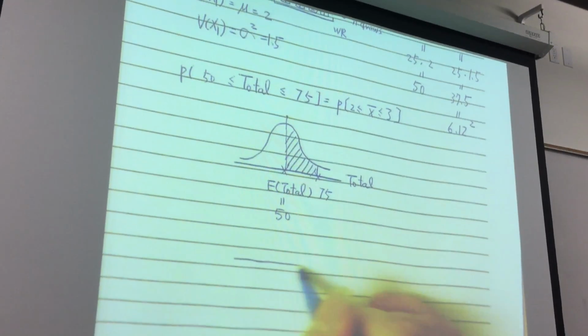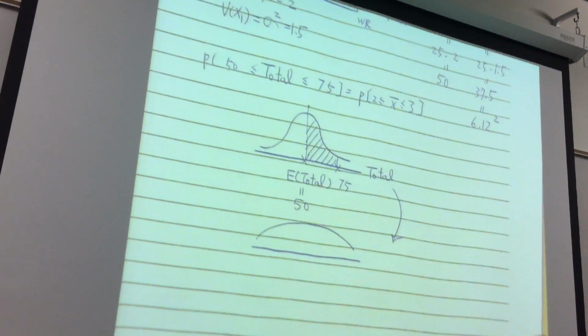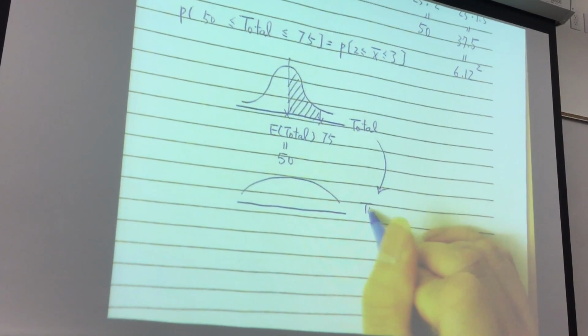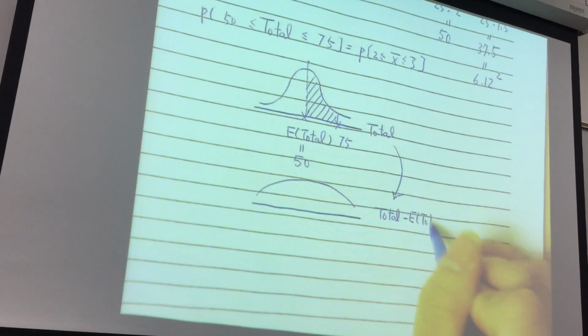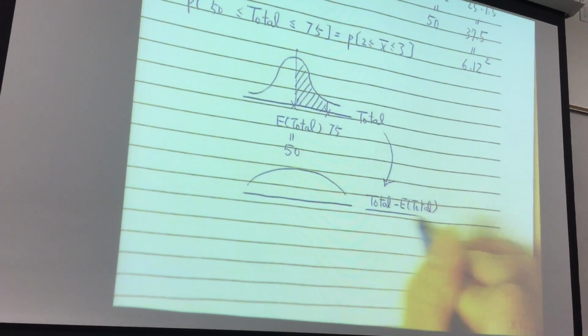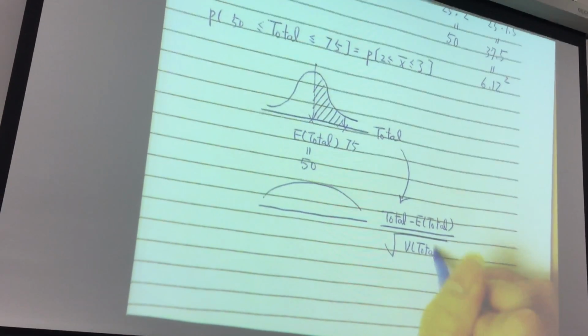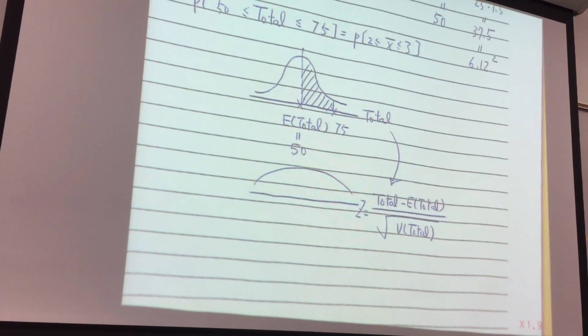First step, we need to standardize what? The sample total. Standardization is: any random variable, subtract its mean, divided by its standard deviation. We're going to convert to a z-score. Okay?